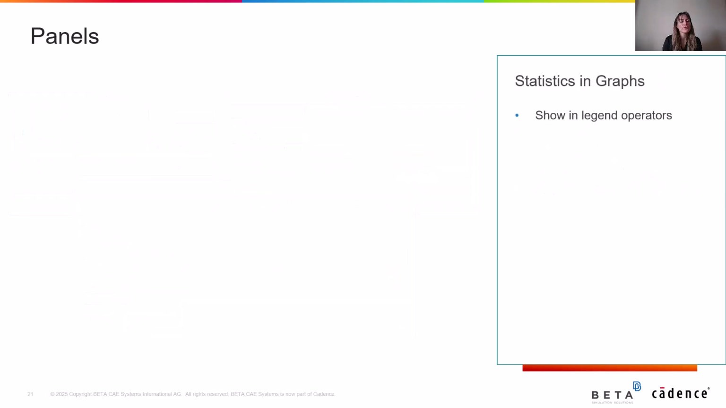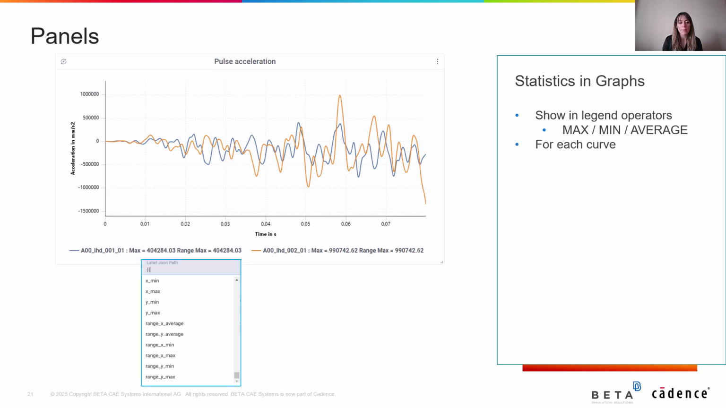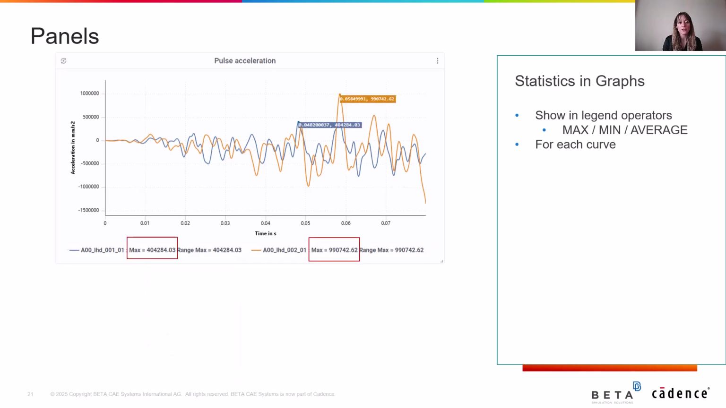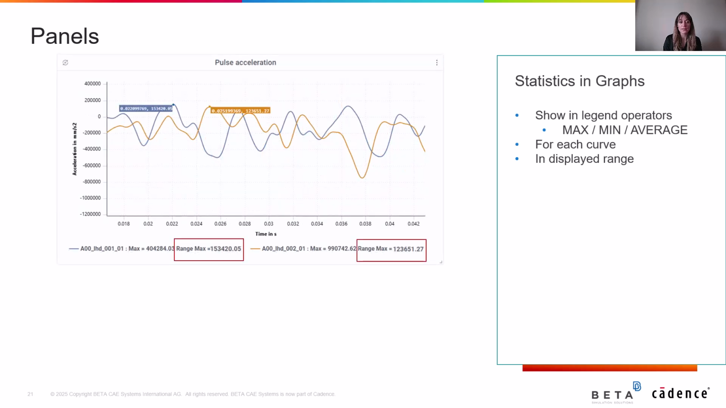It is now possible to show in the legend the minimum, maximum, or average for each curve. To do this, you need to apply the double curly brackets in the legend area and select the operator you would like to show in the chart. It is also applicable in the range currently displayed in the chart when you zoom in on a specific area.